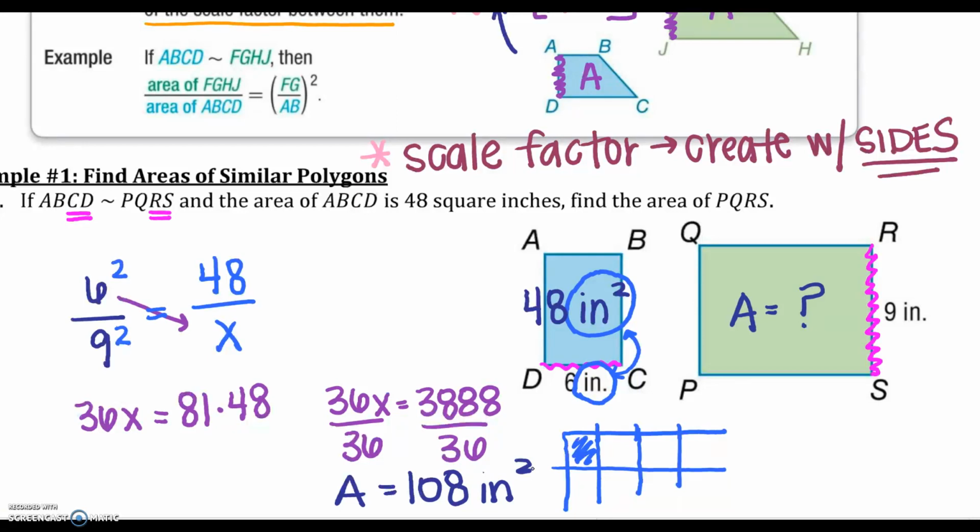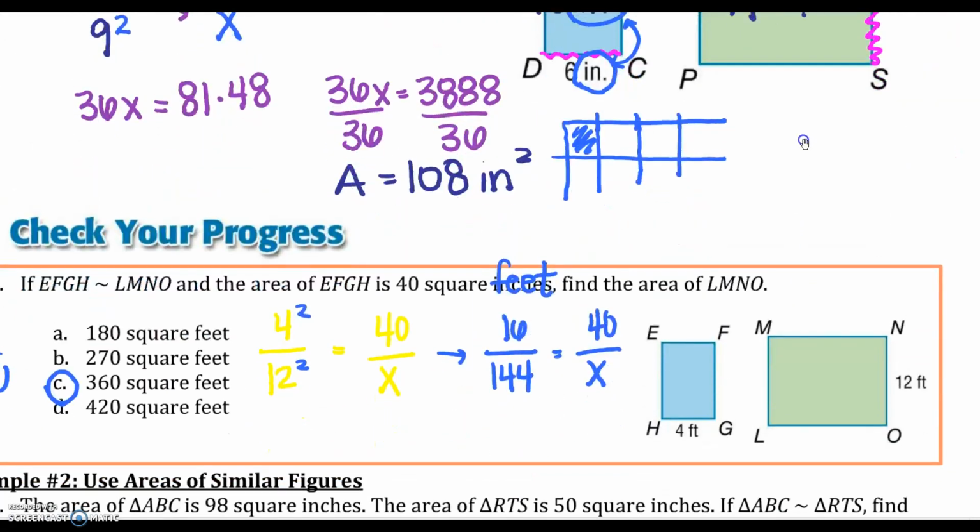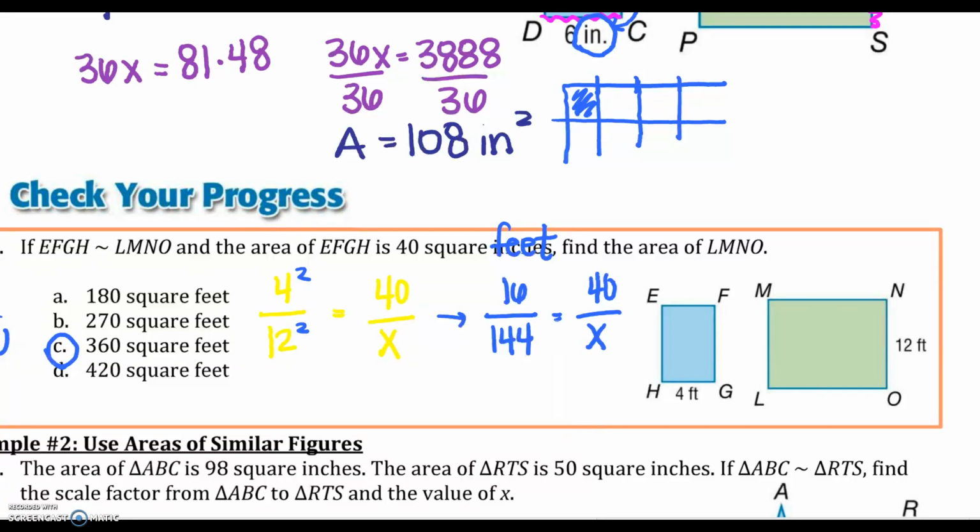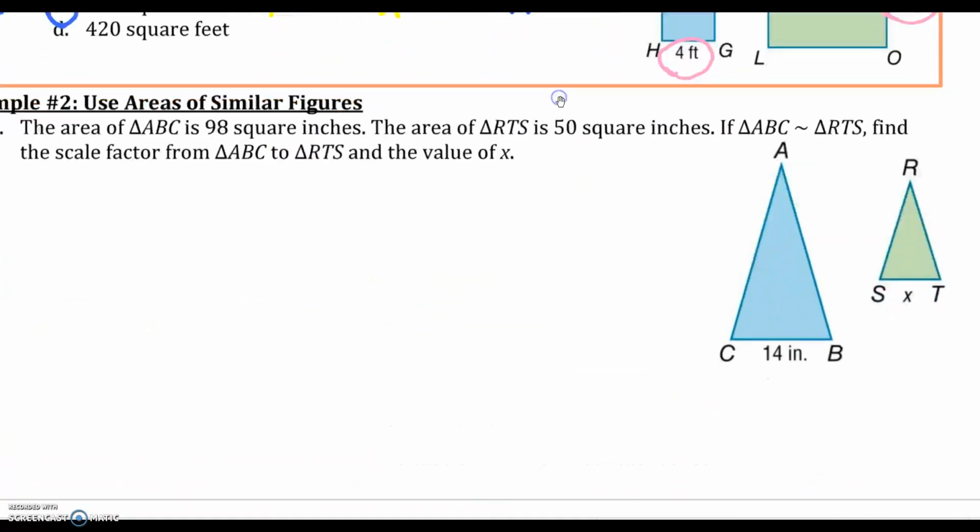Check your progress. Here are your answers. Notice I set up side length over side length, but I squared them before I set it up with my areas. All right, so we had two side lengths that were given, and we're missing an area. This time we're given the two areas and we're missing a side length.